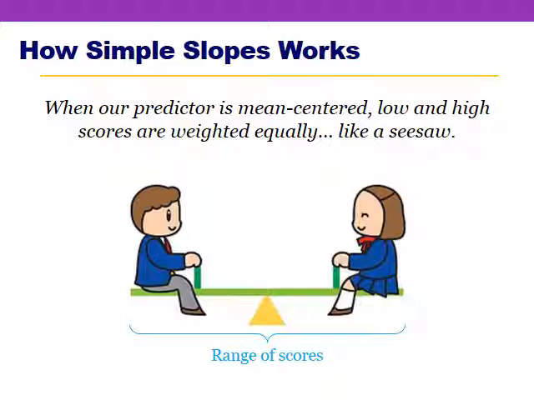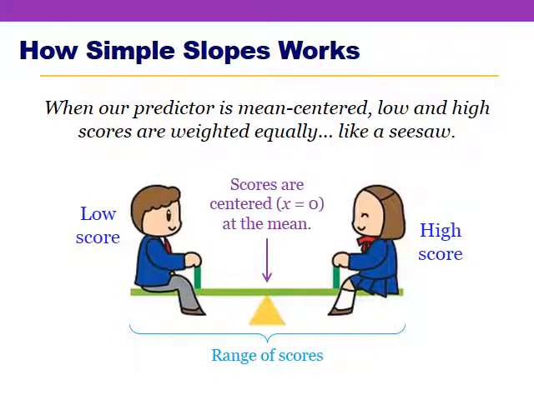So on a normal seesaw, the fulcrum sits right in the middle at the average between the lowest scores and the highest scores. We just mean-centered our predictors. So right now, a score of 0 means that you're right in the middle. It means that you're right at the fulcrum, right in the middle of the seesaw. So average scores are the ones that we're really fixated on when we're mean-centered.